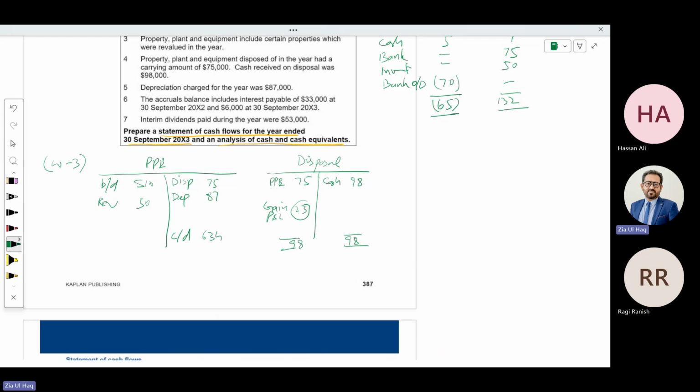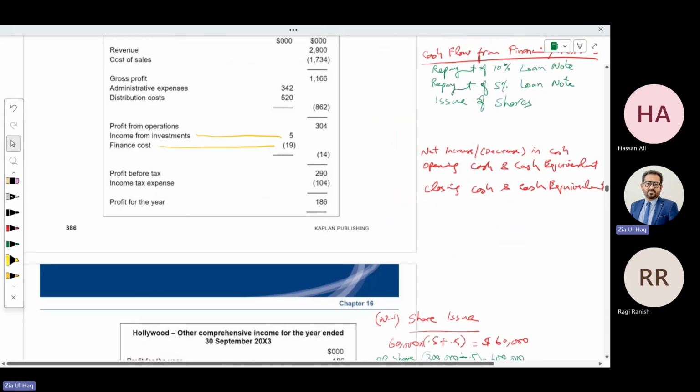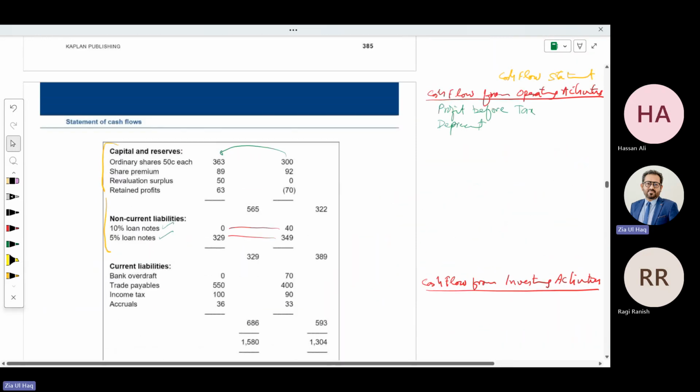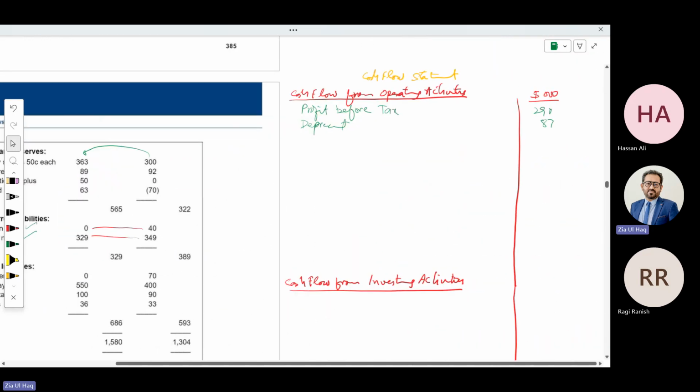Deduct income relating to investing activities. Where? Operating activities. So adjust this. What is that? Gain on property, plant and equipment from our working number 3. How much? 20. Deduct. Yes.